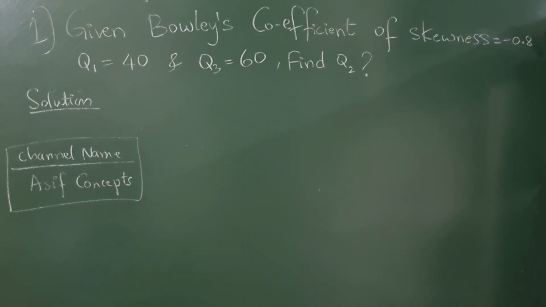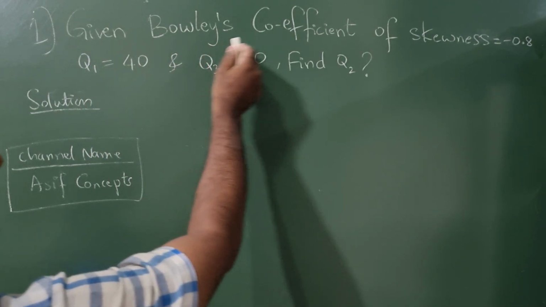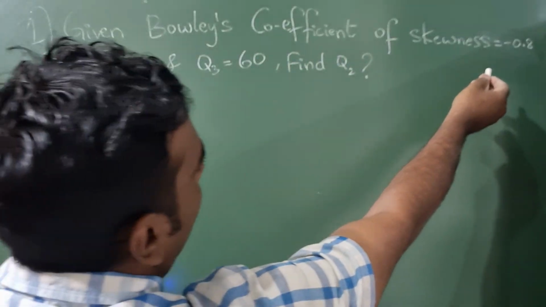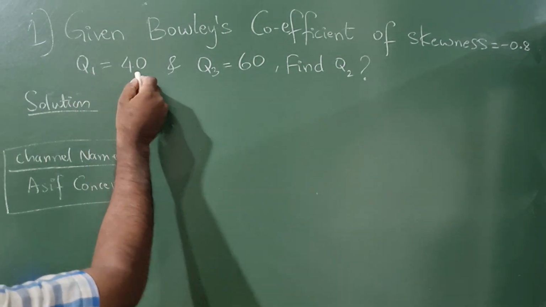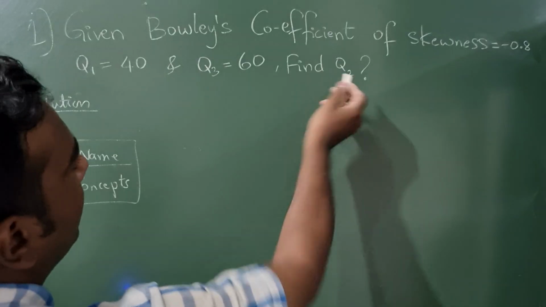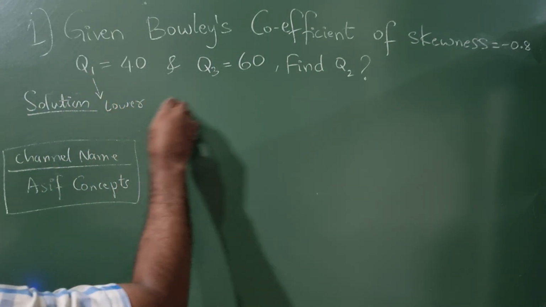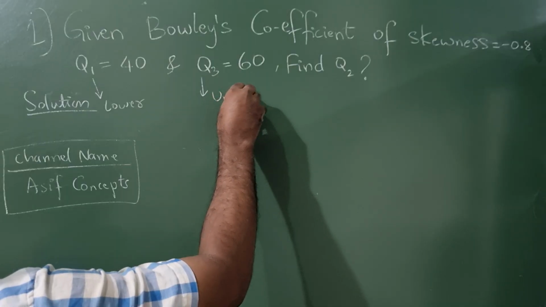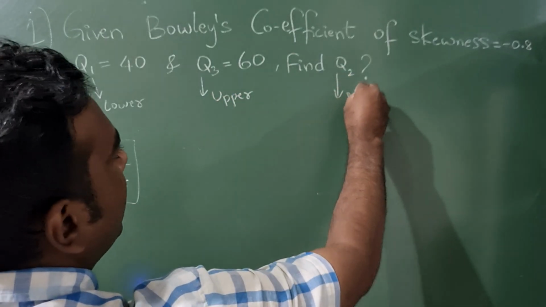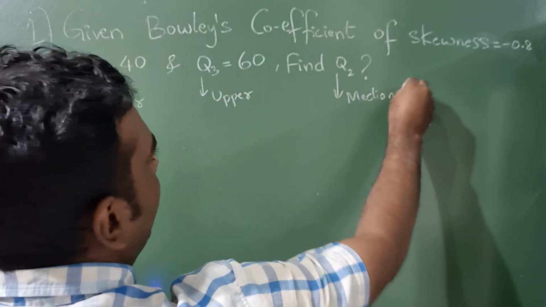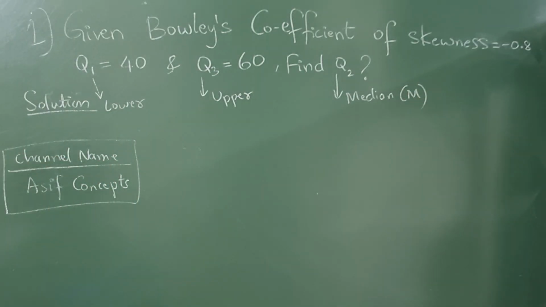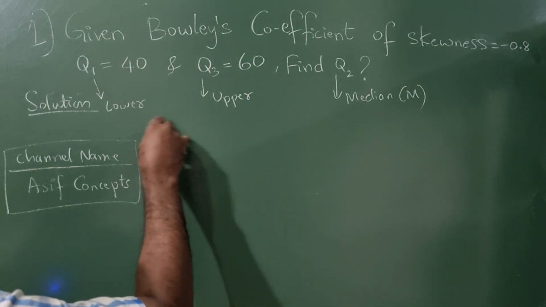This question was asked in exam. Given Bowley's coefficient of skewness is minus 0.8, Q1 is 40, Q3 is 60, find Q2. Always remember Q1 means lower quartile, Q3 means upper quartile, and Q2 means median. We also write it as M. Fine. Now to solve this, there is a formula.